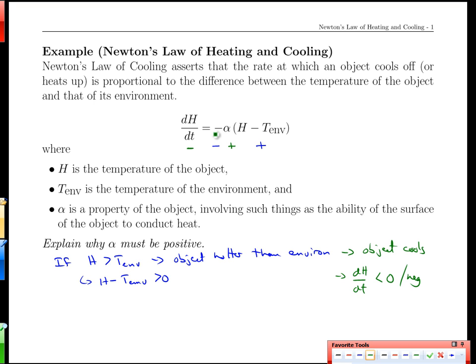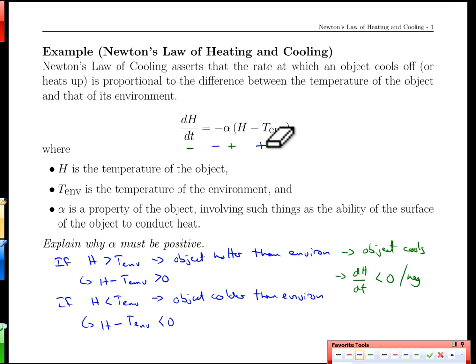Now, a reasonable suspicion at this point would be that, well, what about the other direction? What about when things are heating up? Well, if we have H less than the environment temperature, in other words, our object is colder than our environment, what kind of consequences can we expect there? Well, H minus T environment is going to be negative. Let's say our environment's at 100 degrees and we're at 0, then 0 minus 100 will end up being negative.